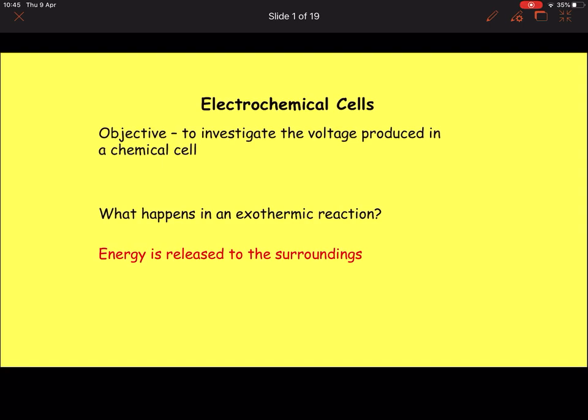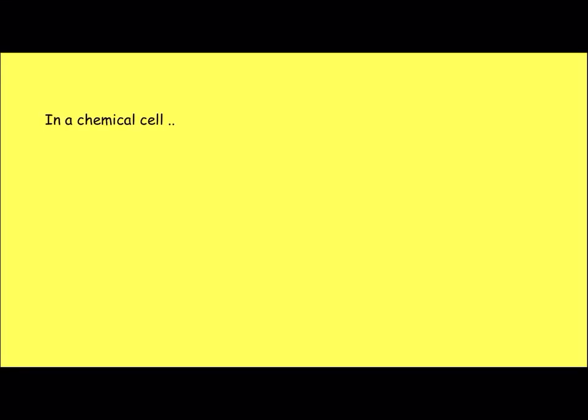What we're looking at today, though, is a different type of reaction, where rather than releasing heat, we're going to get chemicals to react and not just produce heat, but to generate electricity. So we're looking at chemical cells. In a chemical cell, rather than a reaction happening to release heat, chemicals react to produce electricity.